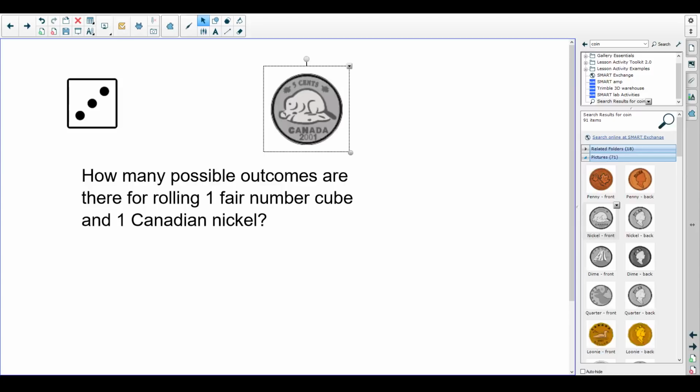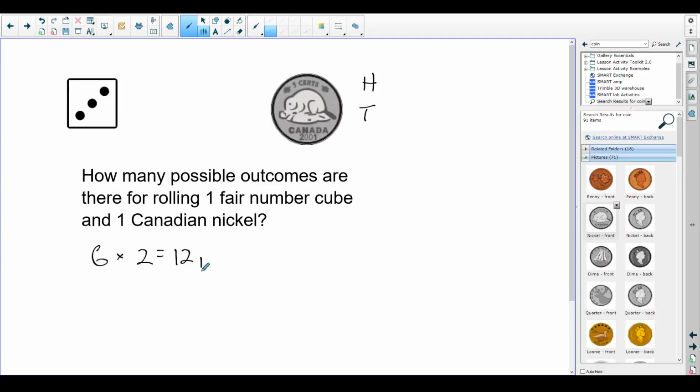There are 12 possible outcomes. Because again, the cube has 6, and the coin has 2, right? It can be heads or it can be tails. So 6 times 2 is 12. You did get it right. Good job.